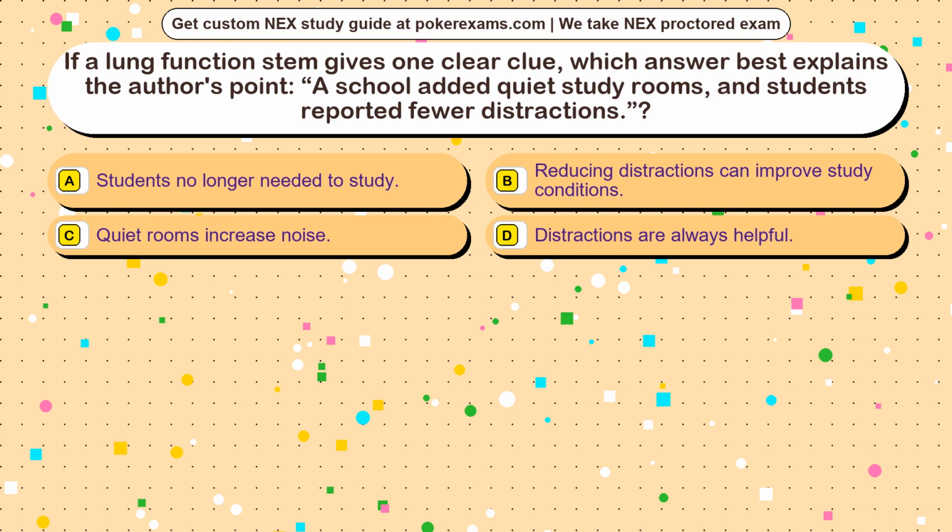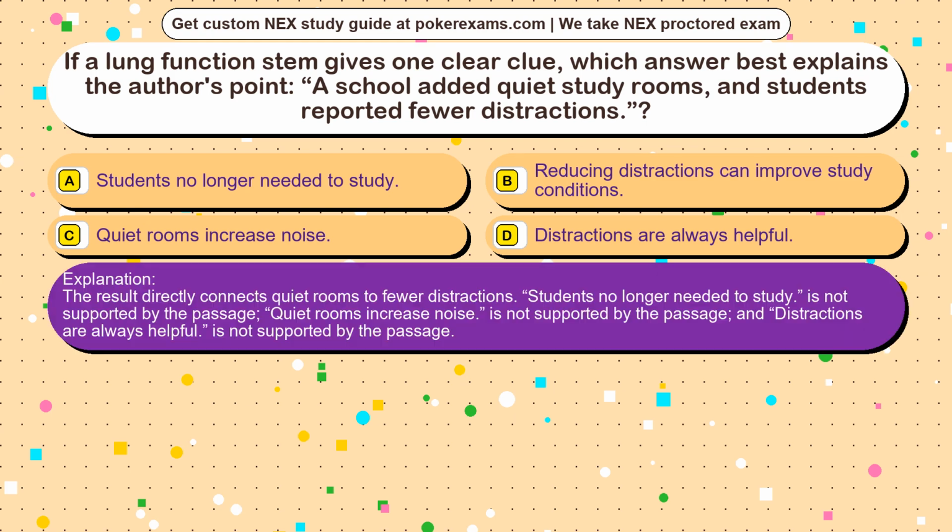The correct answer is option B. The result directly connects quiet rooms to fewer distractions. Students no longer needed to study is not supported by the passage, quiet rooms increase noise is not supported by the passage, and distractions are always helpful is not supported by the passage.